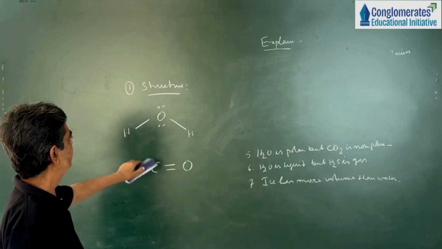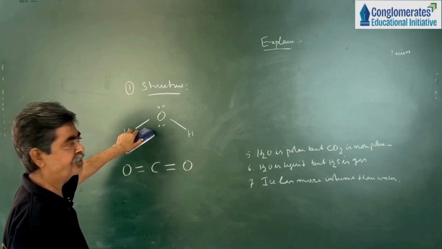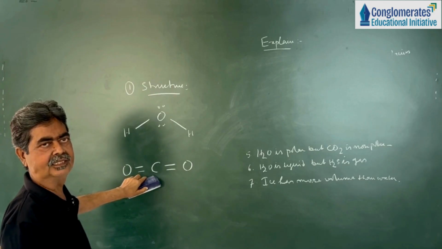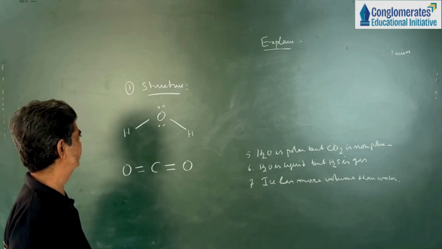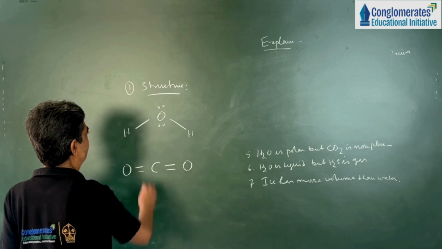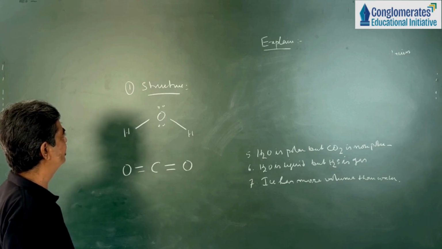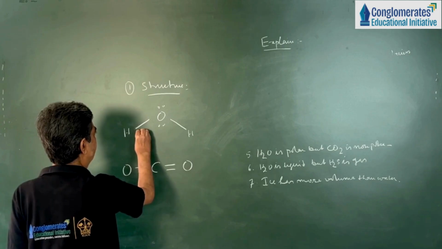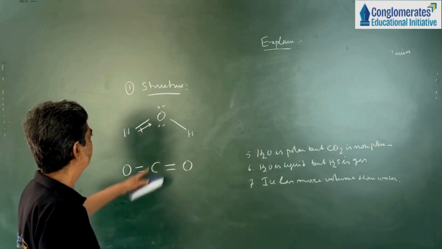So let me conclude regarding the structure of both the molecules. Water is an angular structure and carbon dioxide is a linear structure. Now, how does the structure affect the polarity of the molecule? You see that oxygen is more electronegative than hydrogen. What does it indicate? It indicates it attracts the bonding electrons towards its nucleus.